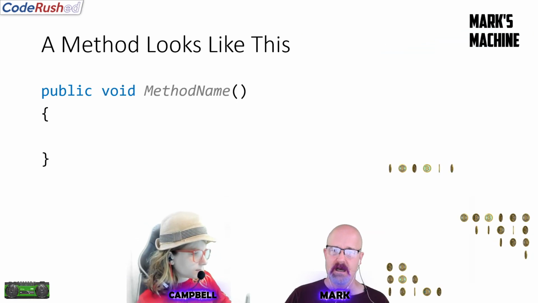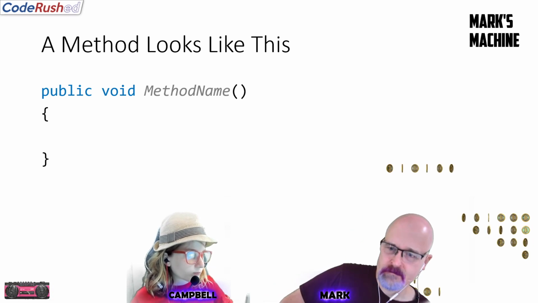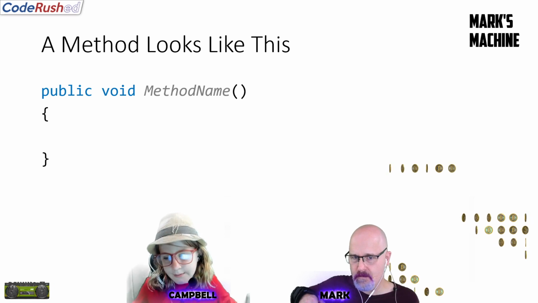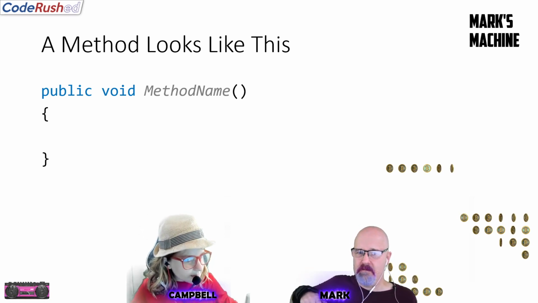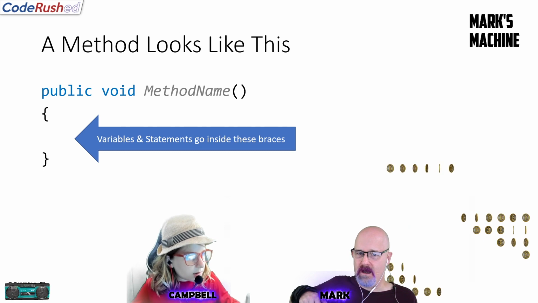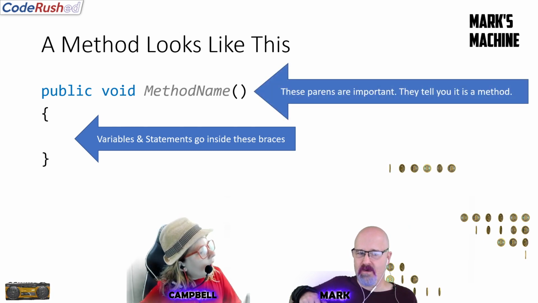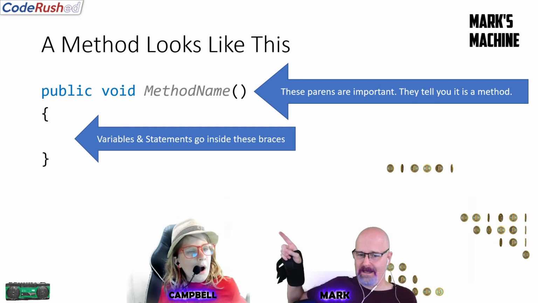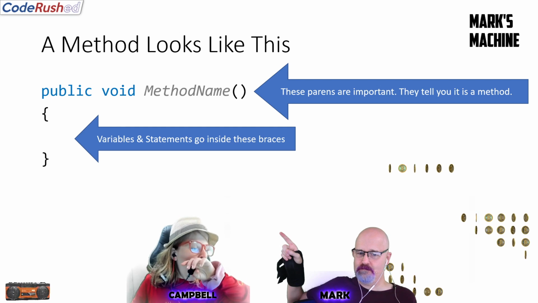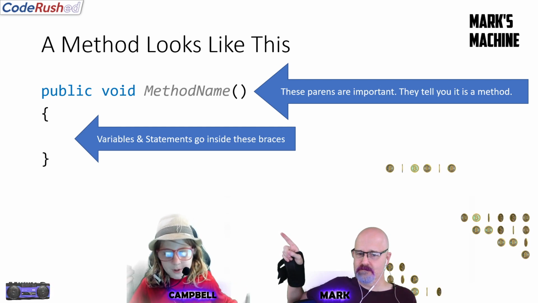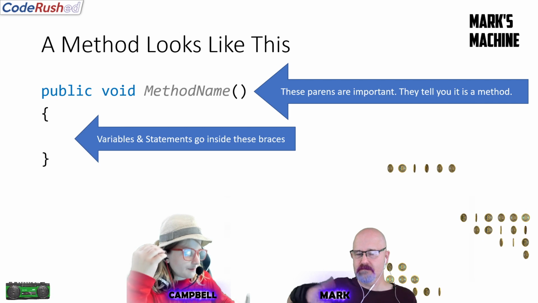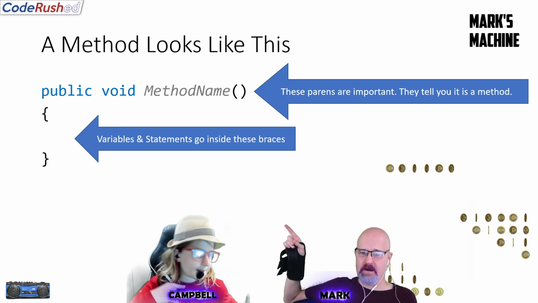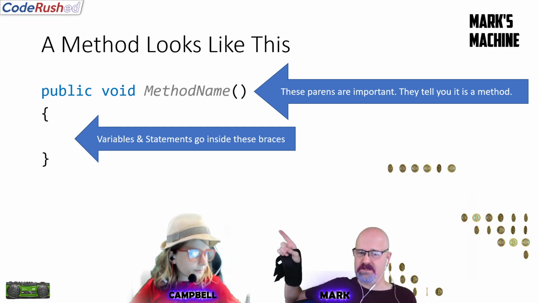And a method looks like this. It's got public, void, at least the methods we've seen so far, Update, FixedUpdate, and then the name of the method. The important thing on a method, Campbell, is this right here. The parens are important. They tell you it's a method. And inside the method goes what? The code you want to execute when that method is called. Right. And I've got here in my note an arrow that says variables and statements go inside these braces.